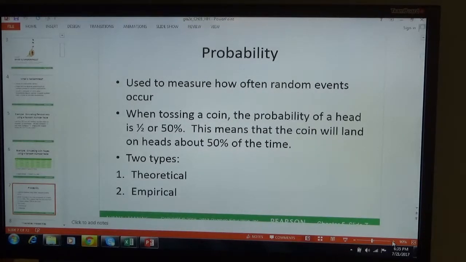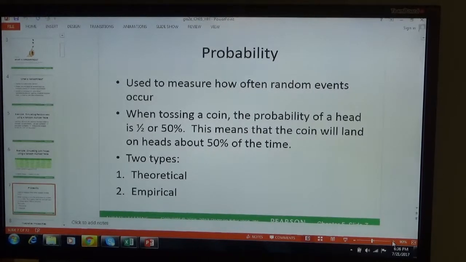So how to estimate the probability of an event? There are 2 different approaches. The first approach is called theoretical. If you toss a quarter, what is the probability of getting a head? 50%. How do you know? Because there are 2 possible outcomes, right? 1 out of 2. So that's called the theoretical approach.